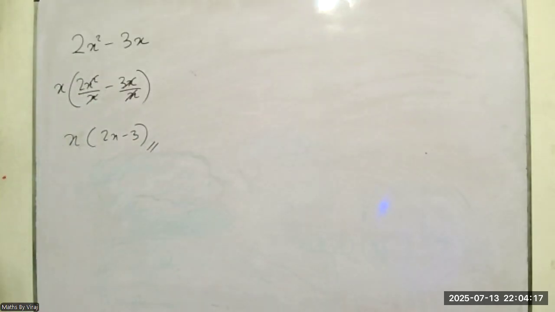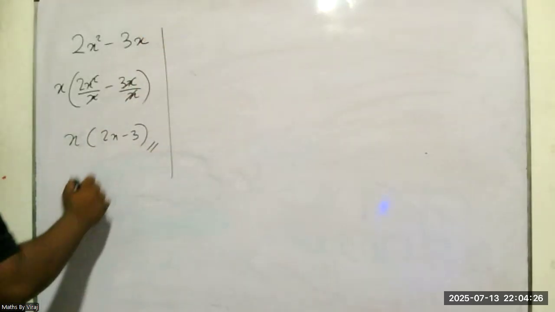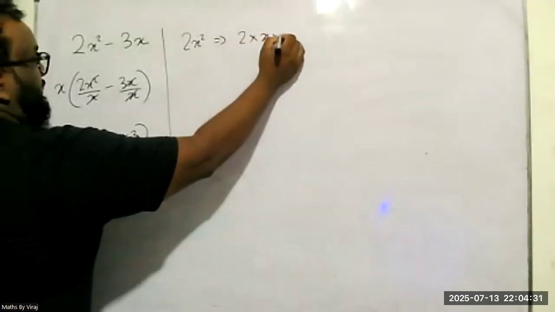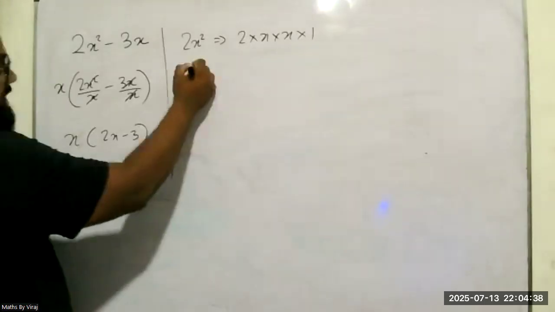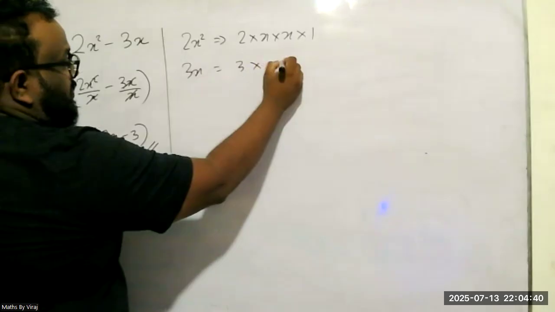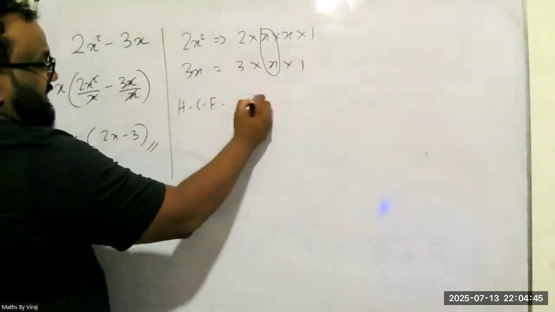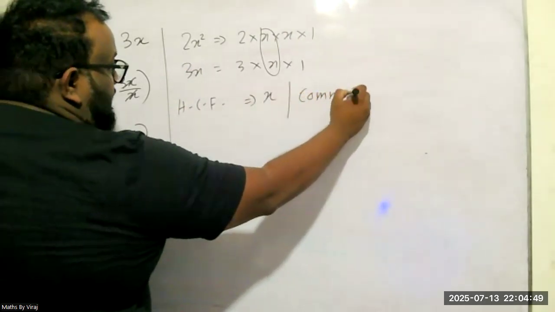Now here, 2x squared minus 3x, we understand that x is the common term. Some children might not understand this clearly, but what you should understand is that if I write the factors with which 2x squared is made, that is 2 into x into x into 1. 3x, on the other hand, is 3 into x into 1. You should understand that the highest common factor is x, and this is indeed our common term.